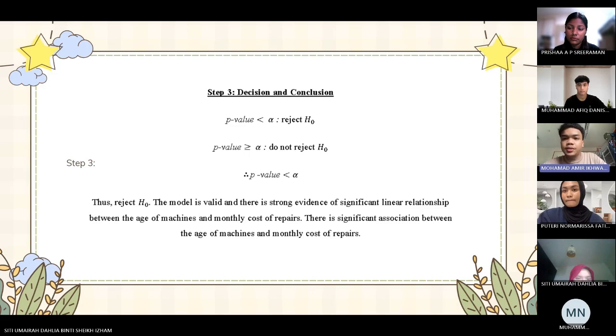For this case, we got p-value less than alpha. So reject H0, the model is valid and there is strong evidence of a significant linear relationship between the age of machine and monthly cost of repairs. So there is a significant association between the age of machine and monthly cost of repair. Next.